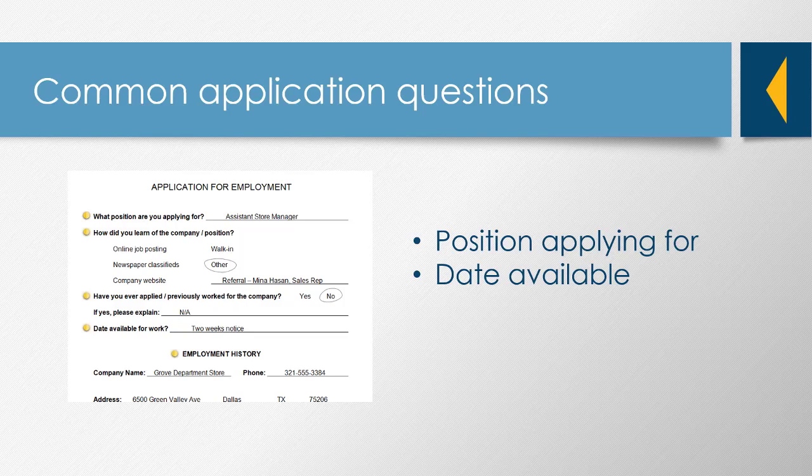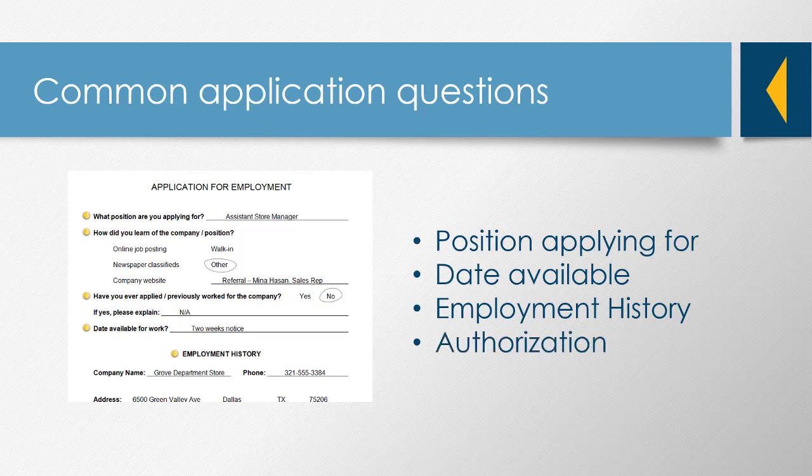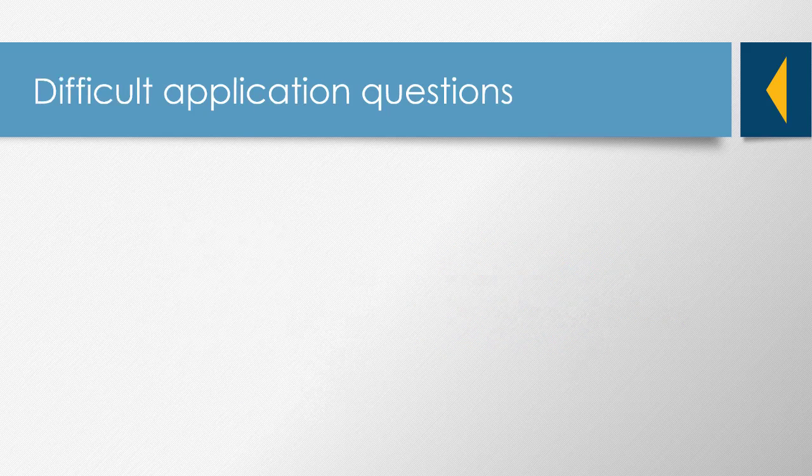Under date available, you should put an exact date. If you're employed, 2 weeks from the date you submit the application is standard. Your employment history should start with your most recent position. At the end of the application, you will likely have to check a box or provide a digital signature stating that all the information you provided is true and that the company is authorized to investigate anything they wish. Some questions are more difficult than others to answer.